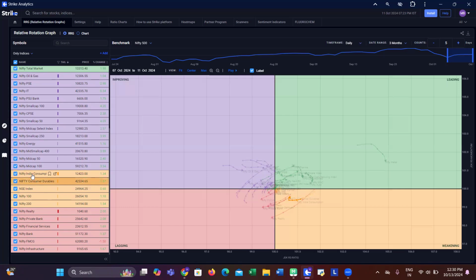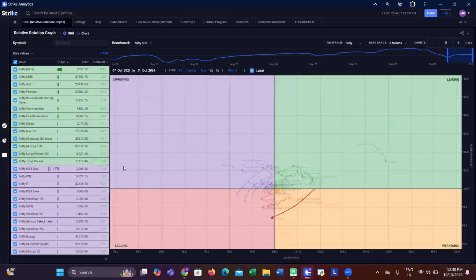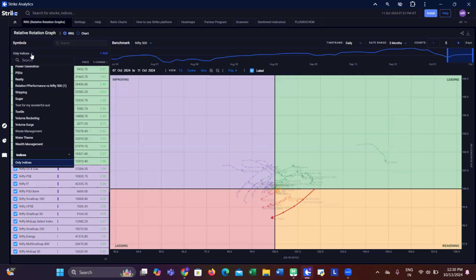Anyways, I will put the video tomorrow for the weekly status, so you don't have to worry about it. I just want to give you a little idea about what is happening at the moment, right? So you can see some of the indices over here. All right, so this is on the daily chart for the last 5 days data, which is given on the RRG chart.